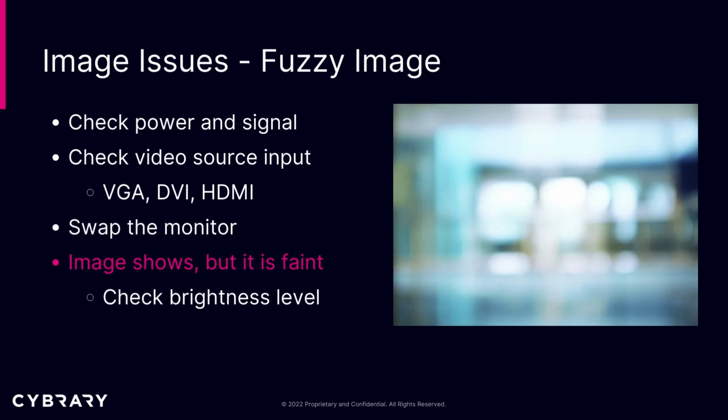Now, a fuzzy image on an LCD screen can be caused by external interference, such as fluorescent lights and devices such as fans, lamps, and speakers. Check for any of those nearby. If the display uses a cable, it could also be contributed to by a loose or bad cable as well.